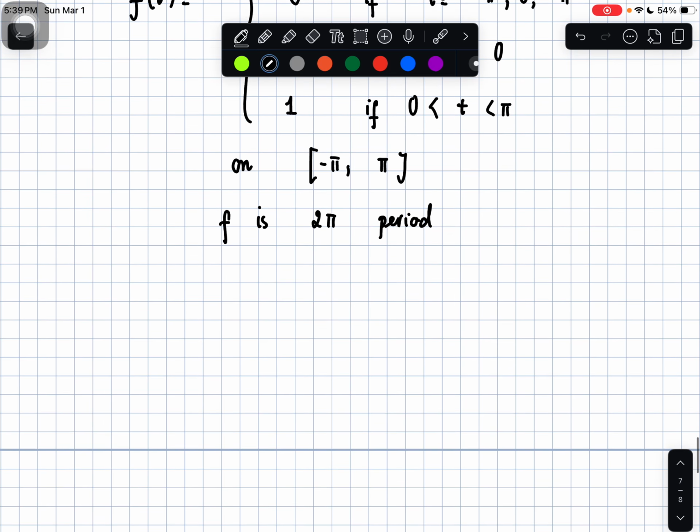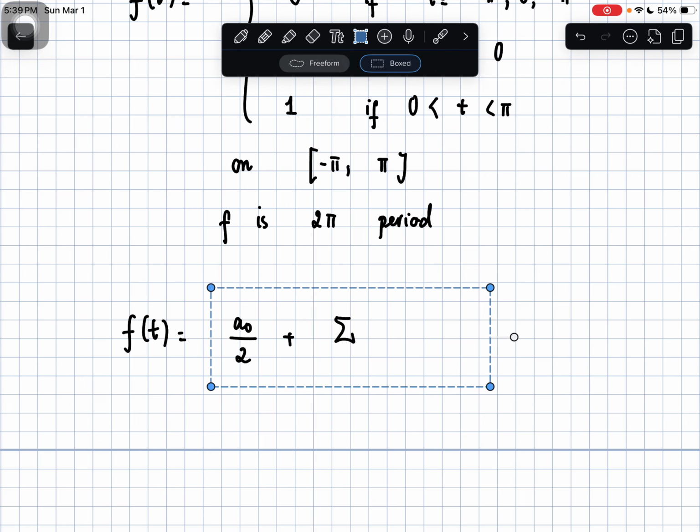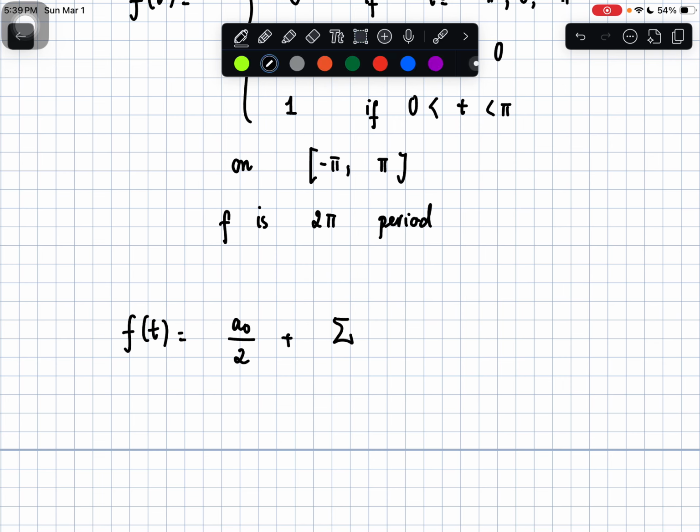The Fourier series: f(t) equals a0 over 2. This is the formula for a piecewise function of 2 pi period. Plus the sum over m from 1 to infinity of a_m cosine mt plus b_m sine mt.